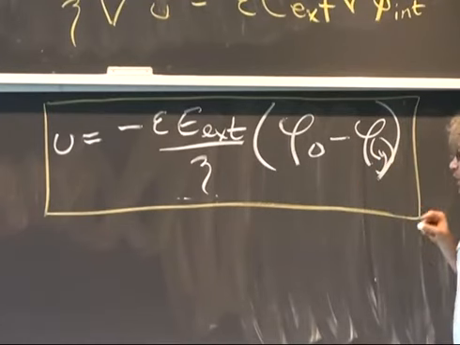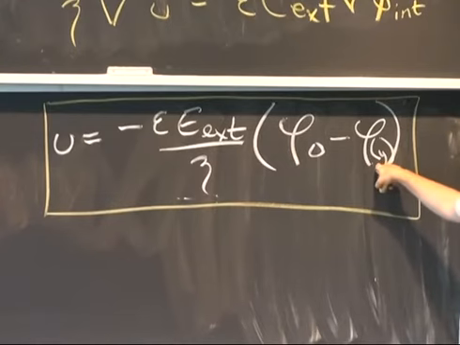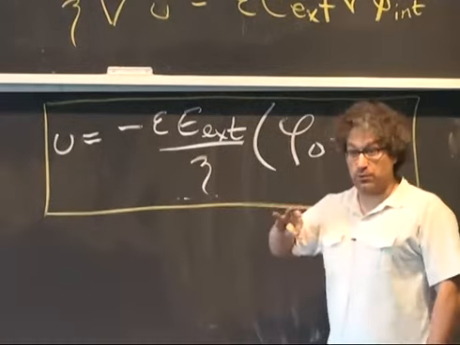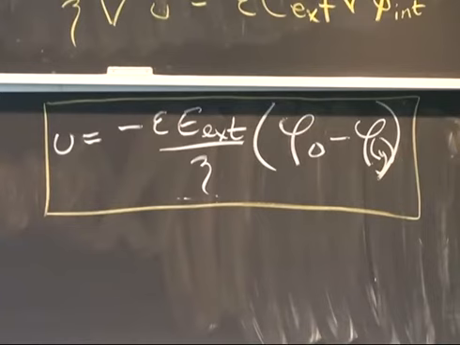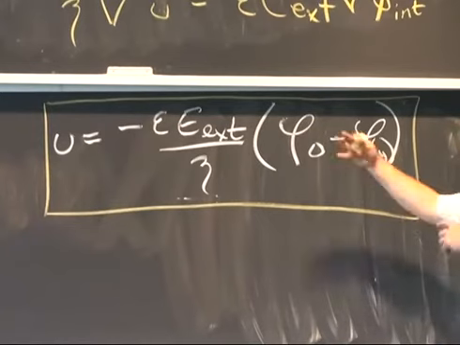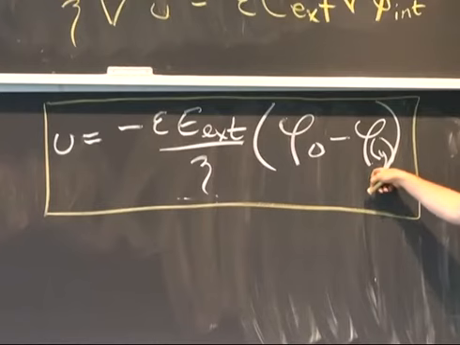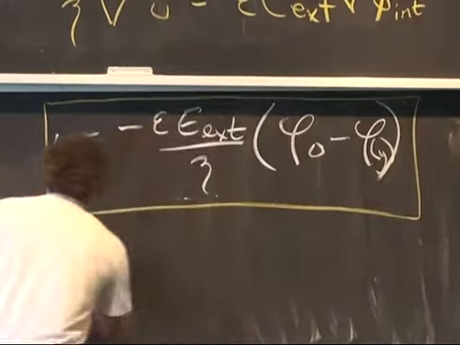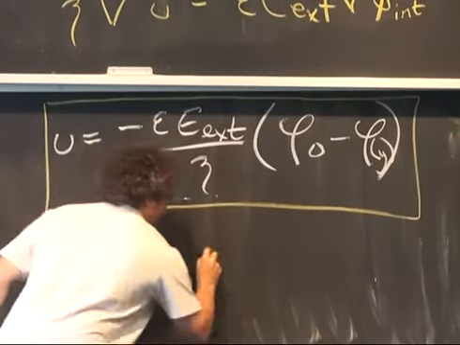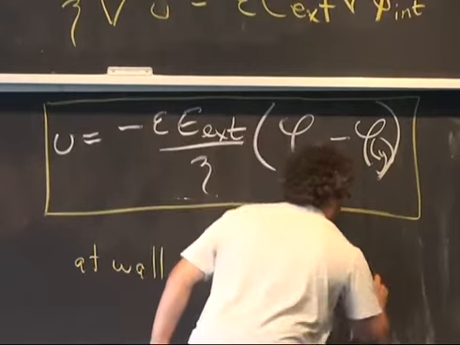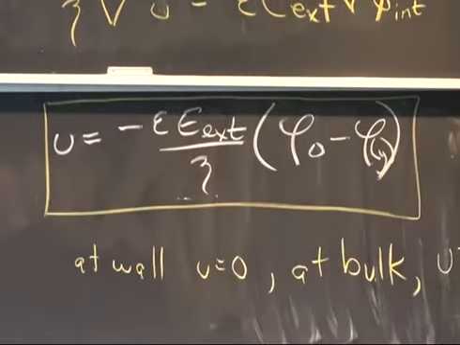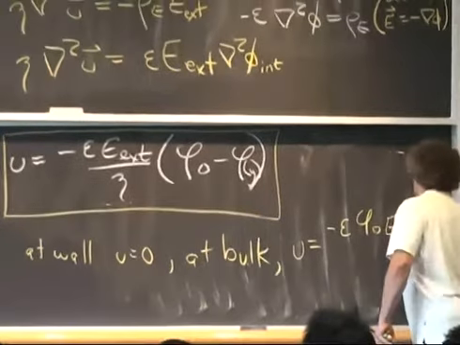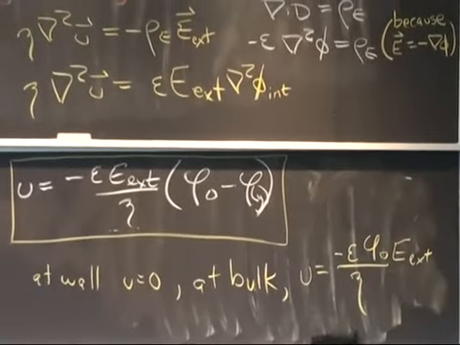When I go to the wall, when I go to y equals 0, where phi is equal to phi naught, this term cancels, and my velocity is 0, and that's consistent with the no-slip boundary condition that I specified. When I'm very far away from the wall, what's the value of phi? This is 0, right? So this goes away. And in the bulk, u is just given by minus epsilon phi naught times the extrinsic field divided by the viscosity.